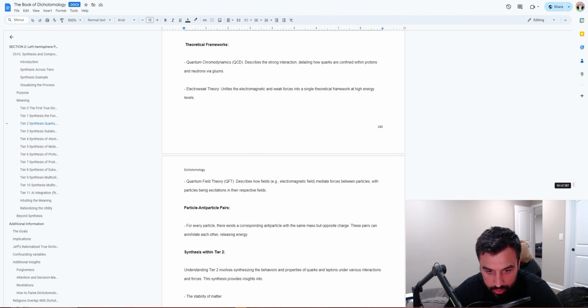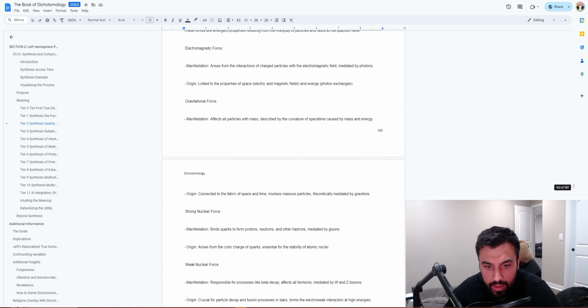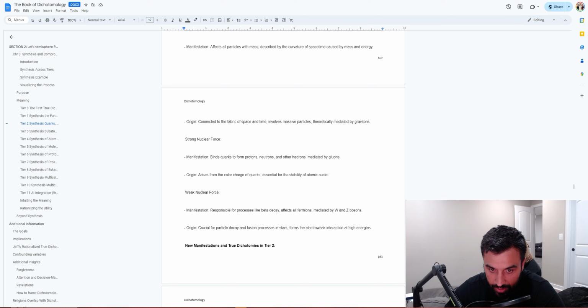So there's a lot more to this, and ChatGPT has helped me with a lot of this. I'm not going to lie about that, because I'm not super well versed in particle physics or subatomic particles like quarks, leptons, and bosons. What I'm trying to elaborate on is the synthesis tier and the true dichotomies that manifest as a result. So a lot of this other information is just in addition, and some of it might be wrong, but as I build this out, I'm going to refine it.